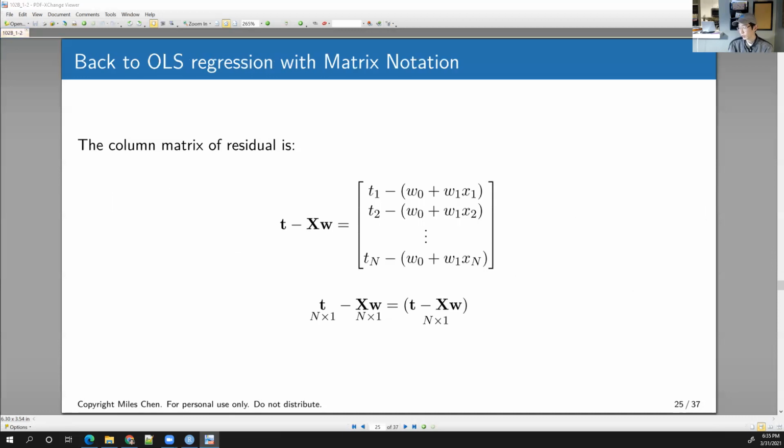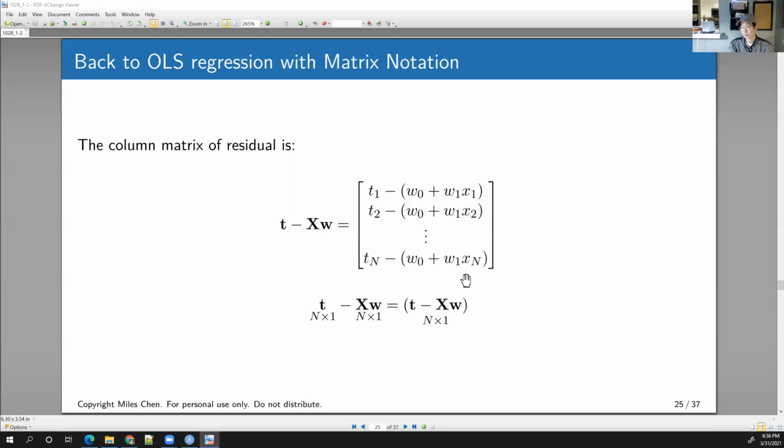Okay, so if we talk about the residuals, the column of residual values in a matrix is going to be T minus XW, right? XW is an n by 1 column of our predictions, and T is also the n by 1 column vector of target values. So this represents my residuals, T minus XW, and this whole thing is an n by 1 column. It looks like a mess, but it's just one column of values.